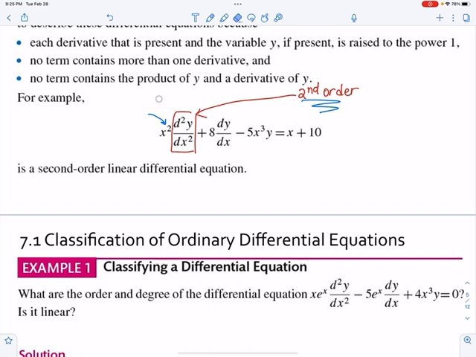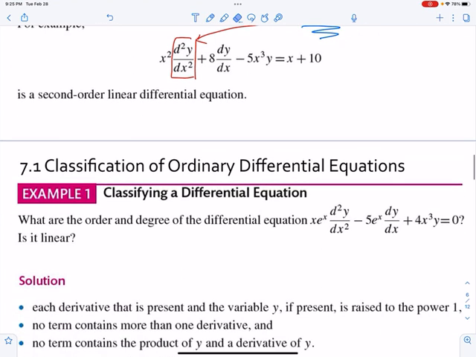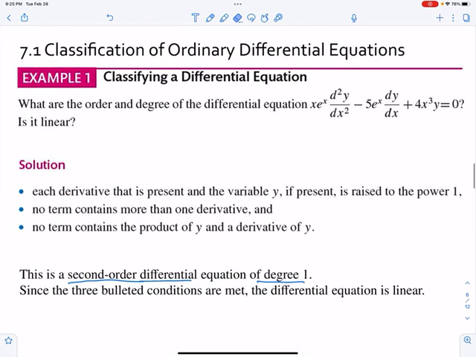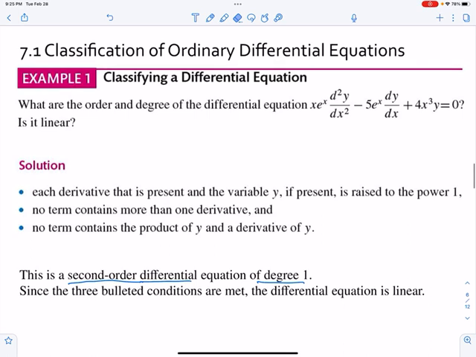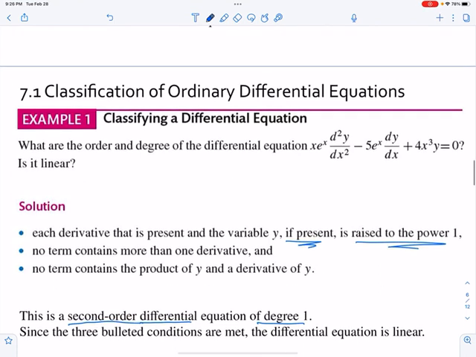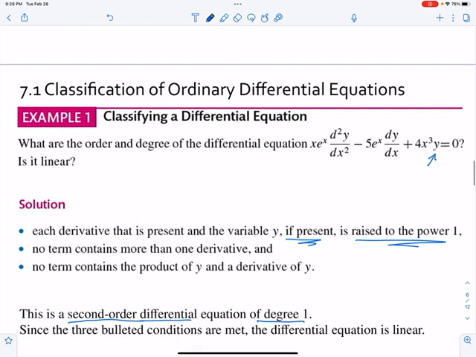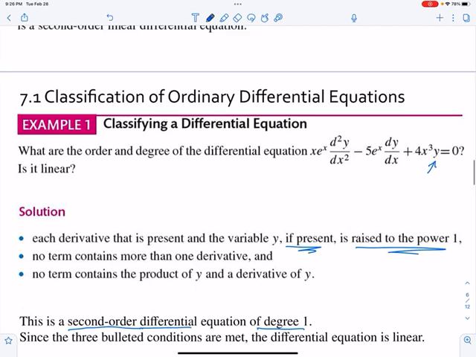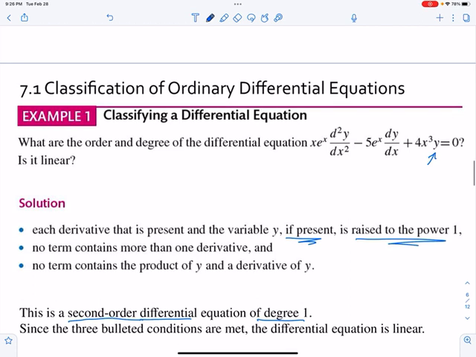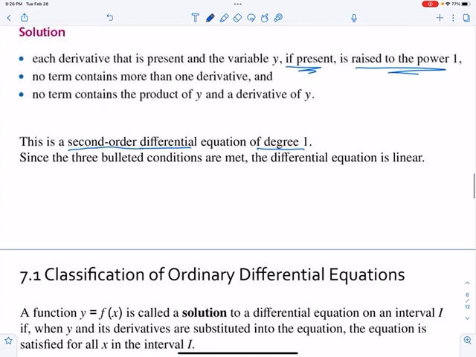The degree, even though it says x squared, it's considered a linear differential equation because each derivative that is present, and the variable y, if present, is raised to the power 1. So if we see the differential equation and we see a y within it, that's going to give us a power of 1. Really, what I want you to take away from this is that this is a second order differential equation.